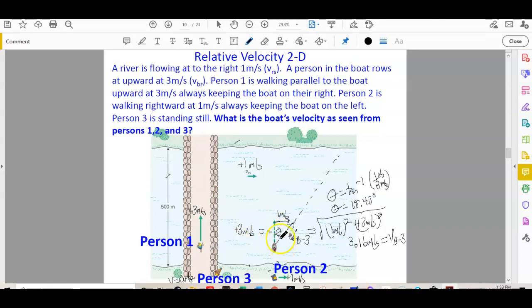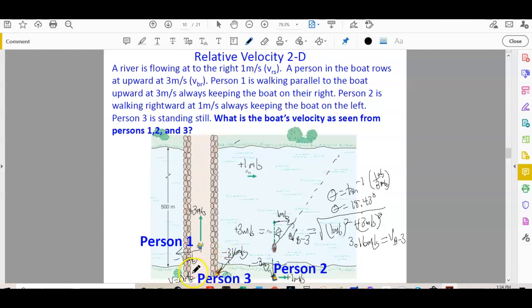And finally, if the boat is now the still reference frame, the boat is going to see person number 2 moving down at -3 meters per second. It's going to see person number 1 moving to the left at -1 meter per second. And the boat is going to see person number 3 moving down and to the left at -3.16 meters per second at an angle of 18.43 degrees.